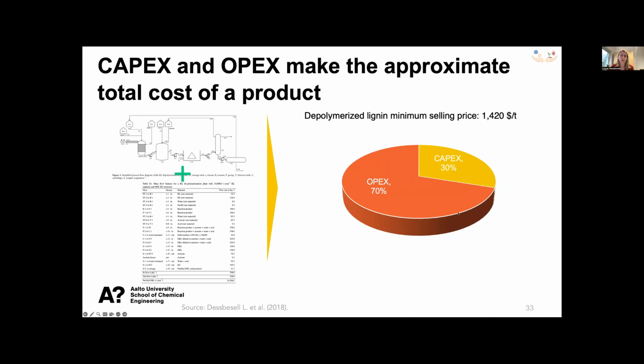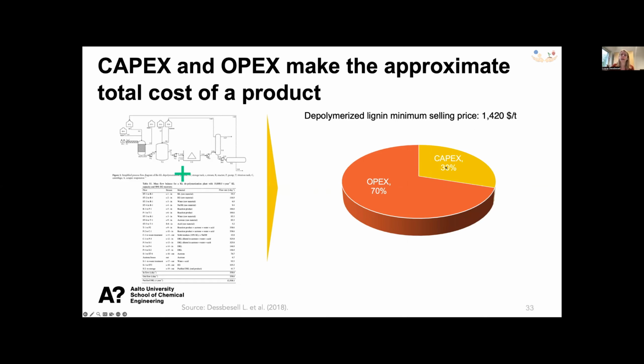operating costs, which usually take most of the costs, and then the capital. You usually want not to have CAPEX too high. So for that case, the average selling price of the depolymerized lignin would be 1,420. But there is a lot of uncertainty in that result.